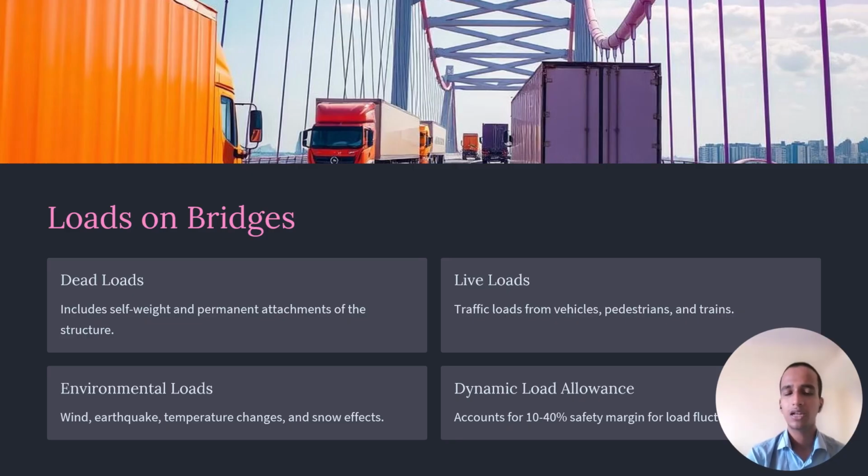Second is the live load. Live load arises from the traffic loads, and generally vehicles, pedestrians, and trains are considered.